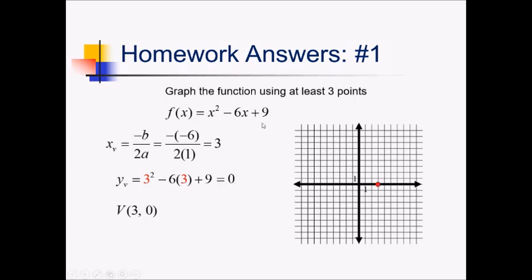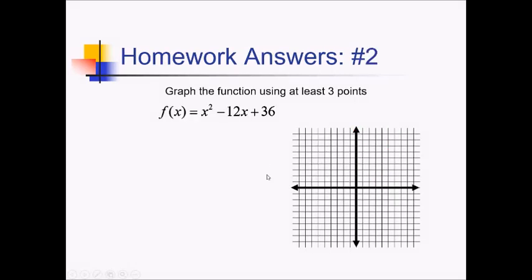Now some other easy points. We have a y-intercept of 0, 9 to be precise. That's that constant out there. So that's going to be, let's see here, 1, 2, 3, 4, 5, 6, 7, 8, 9 right there. And then we'll use symmetry to get another point. Our axis of symmetry is x equals 3. So if my y-intercept is 3 to the left of that, there's another point at the same height, 3 to the right here. And then draw the parabola through those points.